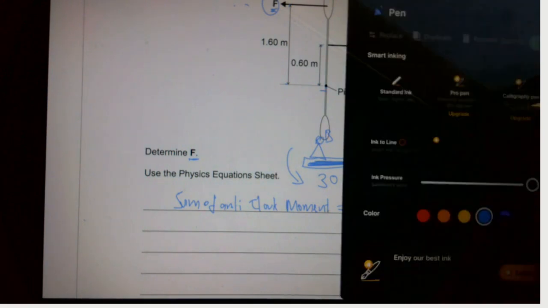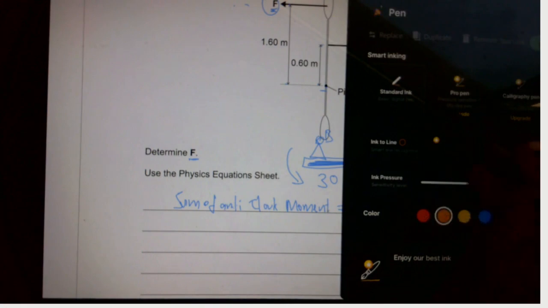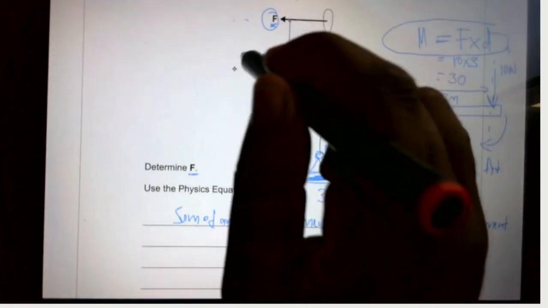I thought I changed the color. I want a new color. Give me a new color. Thank you. Good.